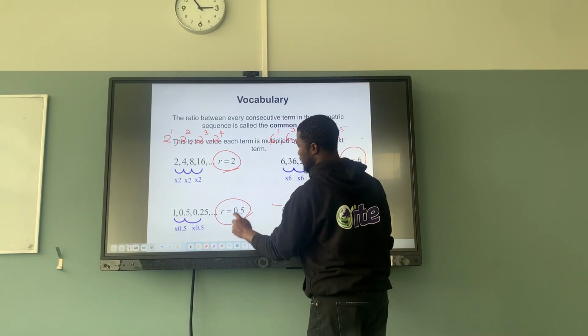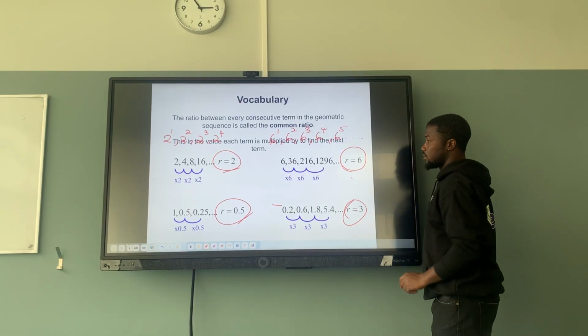In this case, the common ratio is 5. In this case, the common ratio is 3.